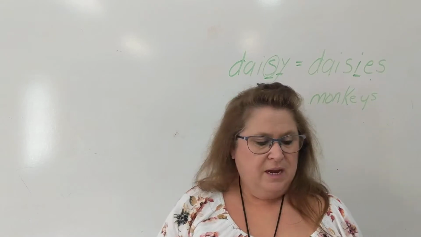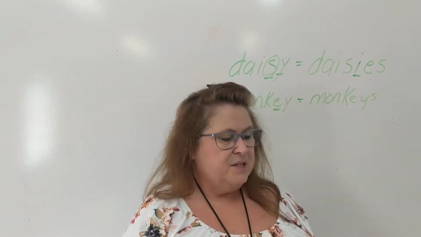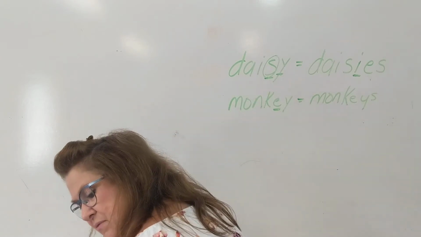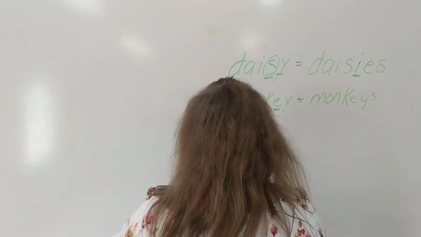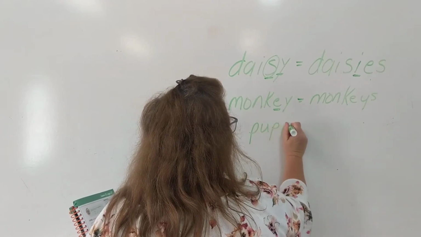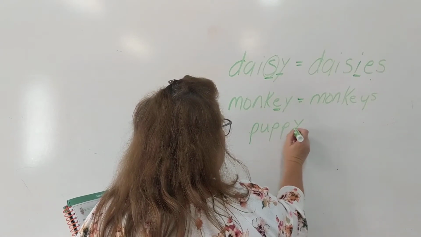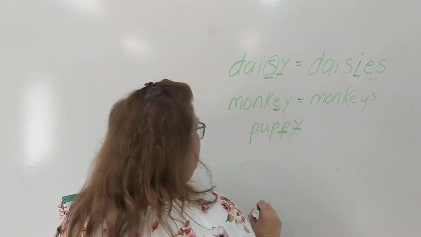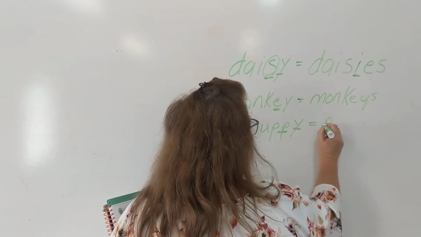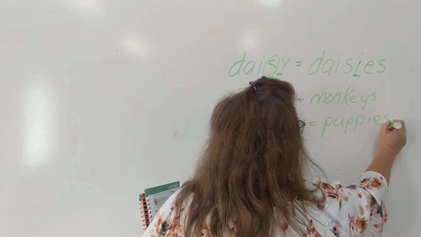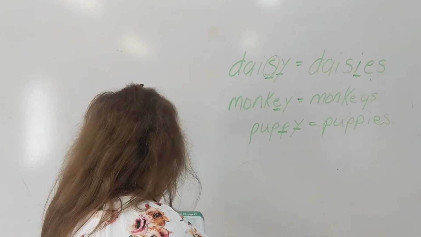All right, so in our language book, let's look at Think A. It says write the plural form of each noun. So the first word they have there is puppy. We notice that the word puppy ends in a Y. The letter in front of the Y is a consonant, it's a P. So we will change our Y to I and add ES, puppies.